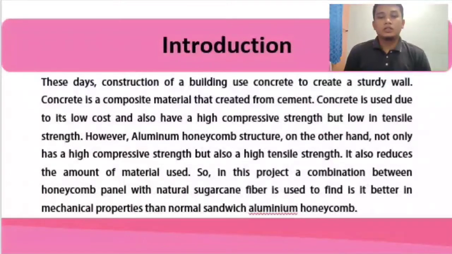These days, construction of a building uses concrete to create a sturdy wall. Concrete is a composite material that is created from cement. Concrete is used due to its low cost and also has a high compressive strength but low tensile strength. However, aluminium honeycomb structure, on the other hand, not only has a high compressive strength but also has a high tensile strength. It also reduces the amount of material used.